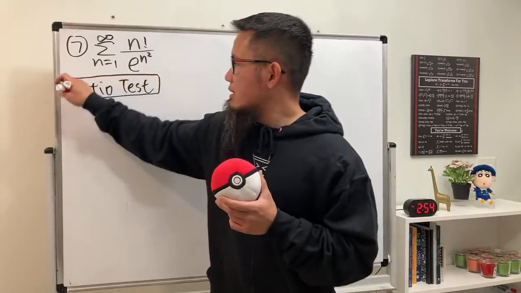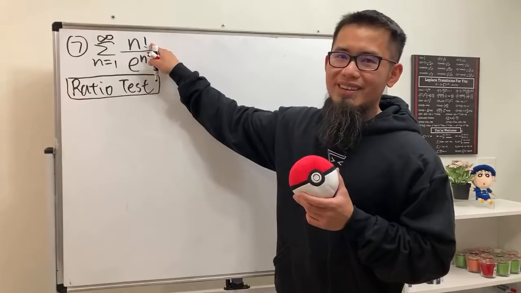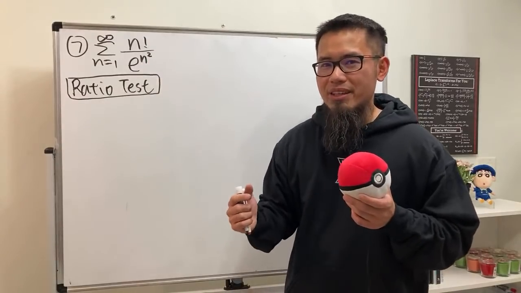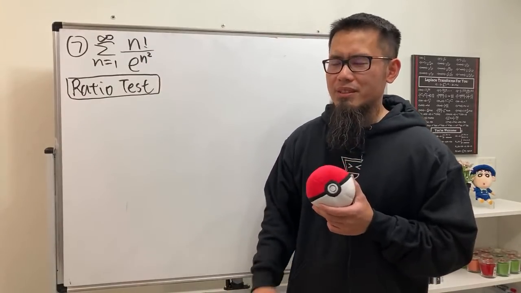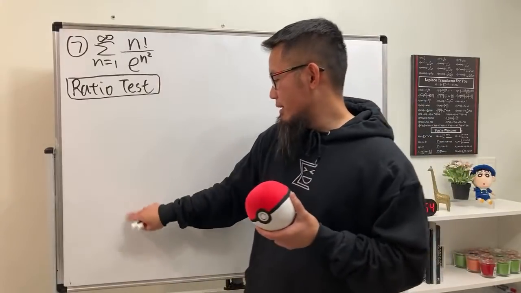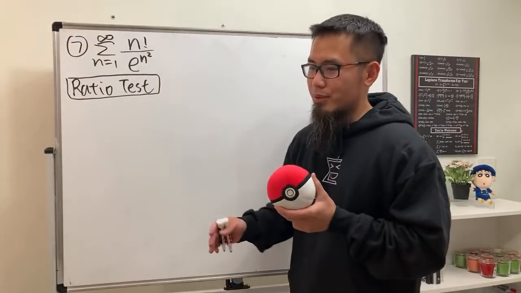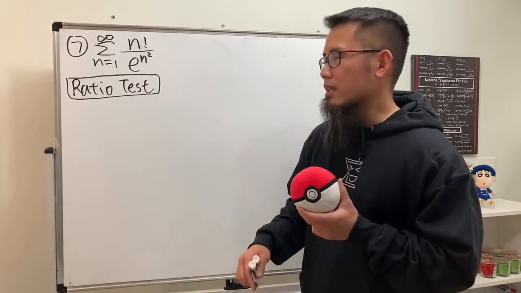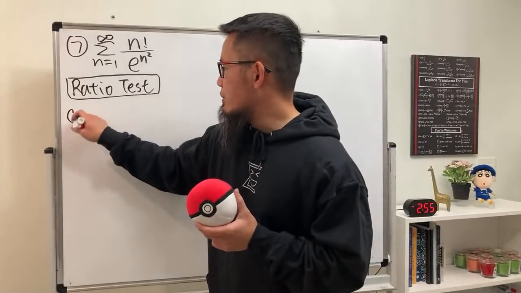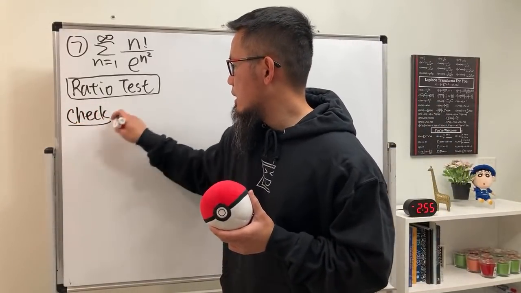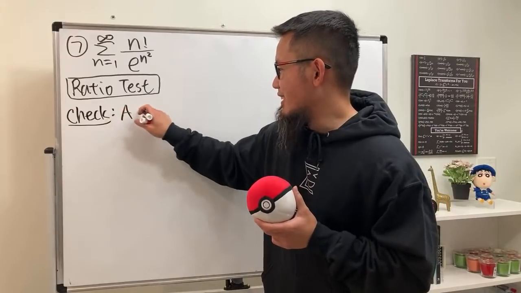Why ratio test? Well, factorial, right? That's usually a good indicator. You should use the ratio test. Give it a try. Sometimes it might not work. There are some cases, of course, but usually, yeah. The ratio test says we are going to check the limit as n goes to infinity.